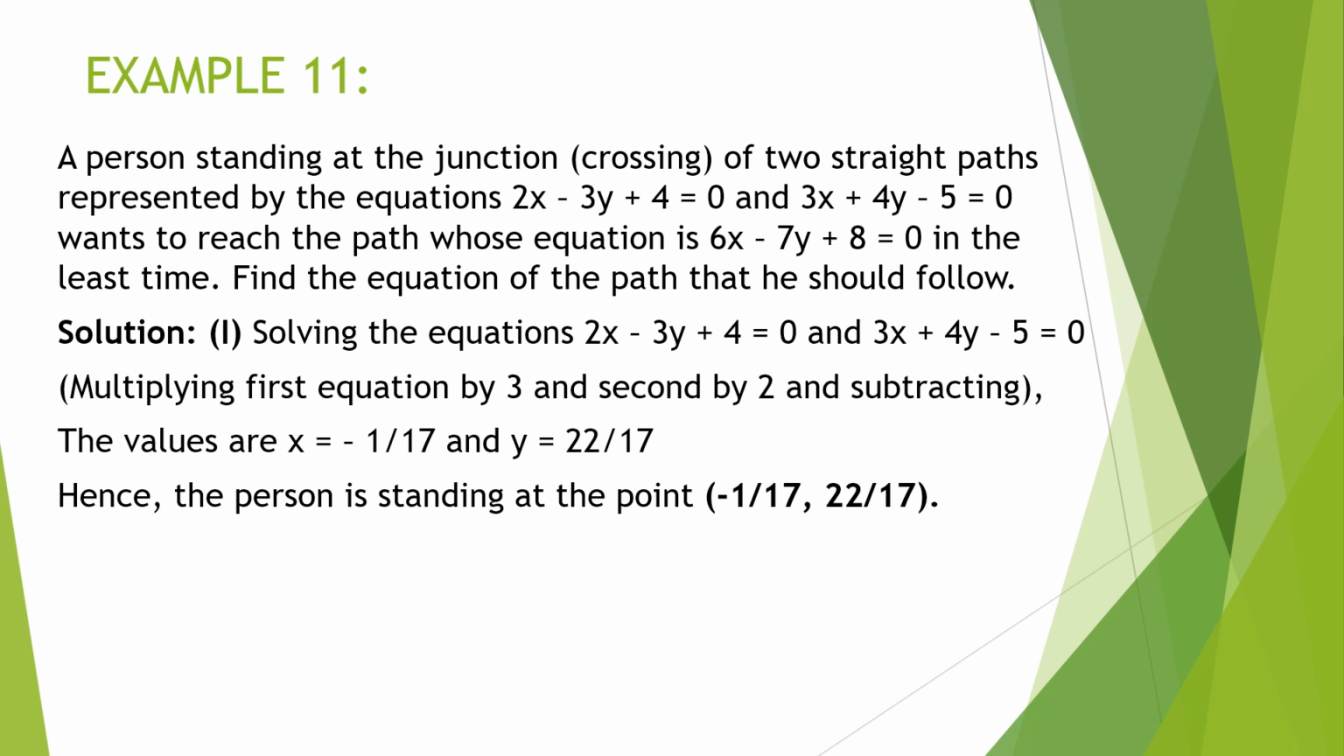So multiply the first by 3, second by 2, subtract the second from the first one. So you will get the value of x and y as x equal to -1/17 and y is equal to 22/17. So first thing you have obtained is the person is standing at the point (-1/17, 22/17).